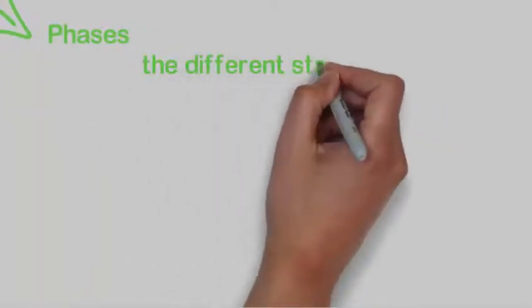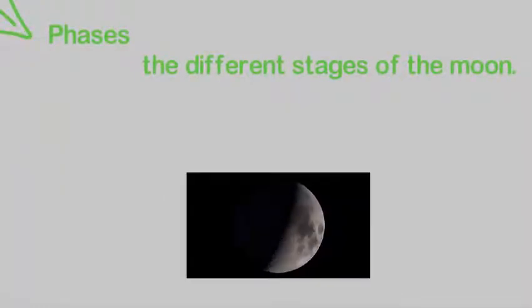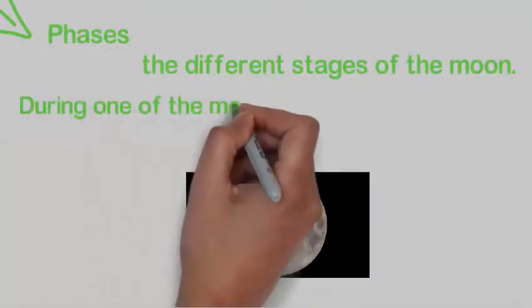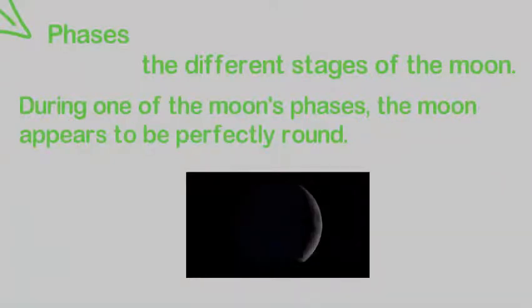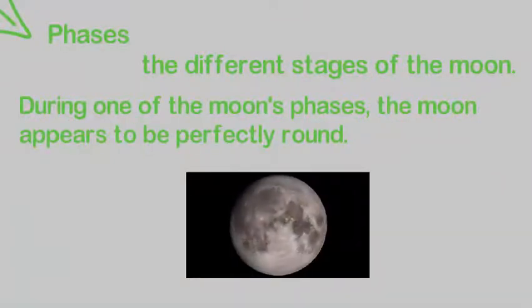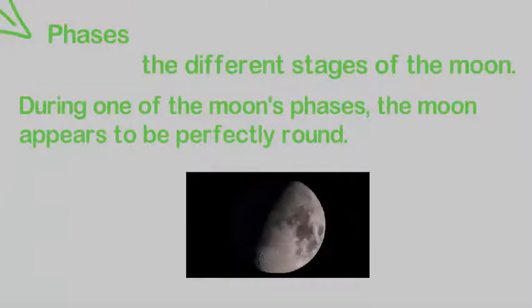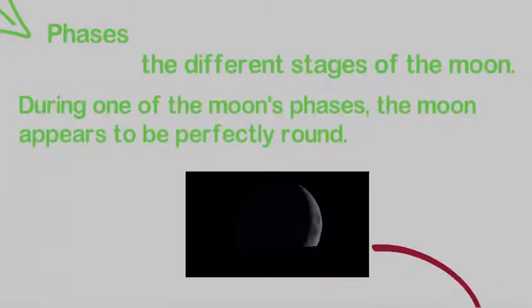Phases. The different stages of the moon are called phases. So every month we see the moon in different phases, in different shapes. During one of the moon's phases, the moon appears to be perfectly round. Like the full moon, it appears to be perfectly round.